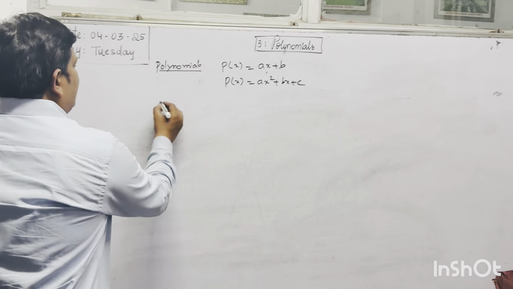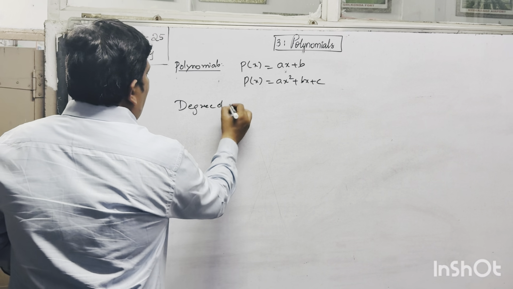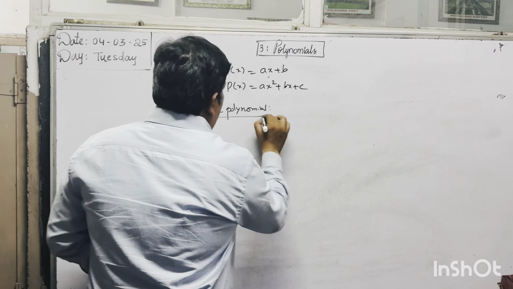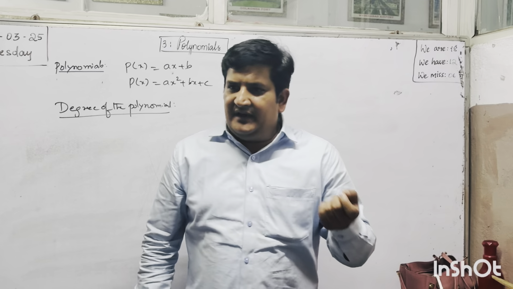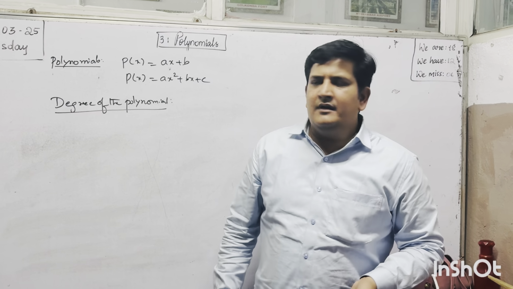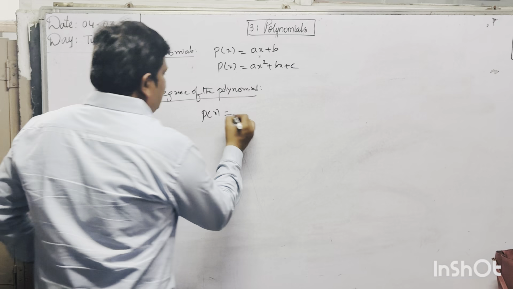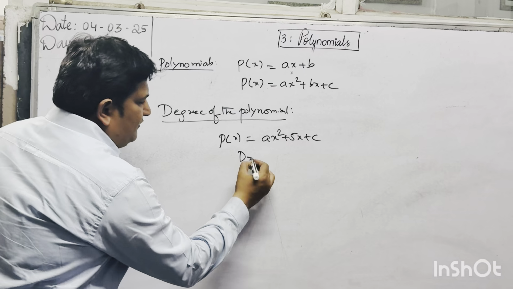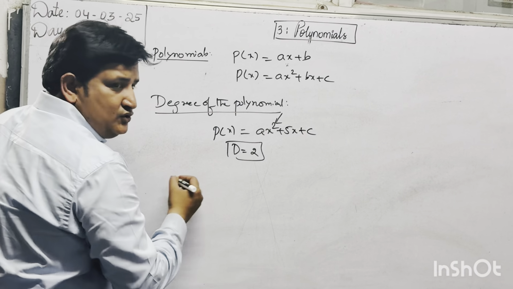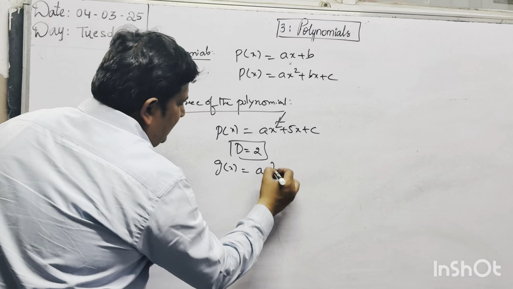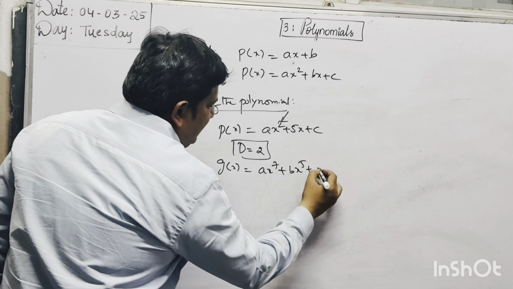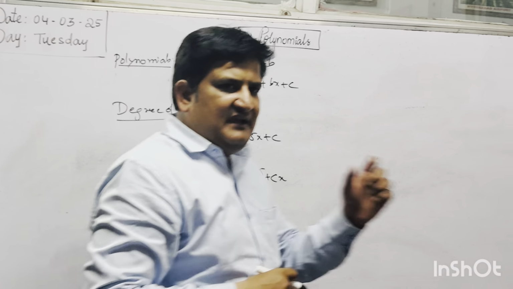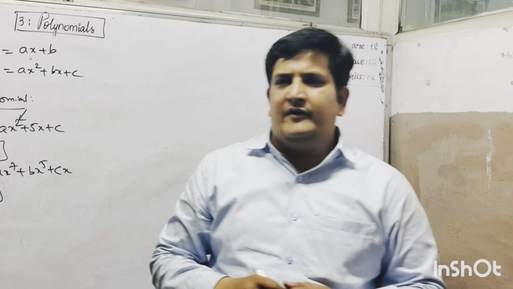Now in this you have one more question called as degree of the polynomial. So what is the degree of the polynomial? The highest degree for a given expression is called the degree of the polynomial. Example, p of x is equals to ax square plus 5x plus c cube. Then what is the degree of the polynomial here now? 2. Why? The highest degree is 2. Now we take another polynomial. g of x is equals to ax power 7 plus bx power 5 plus cx. Now what is the degree here? 7. So the highest degree for a given expression is called as the degree of the polynomial.